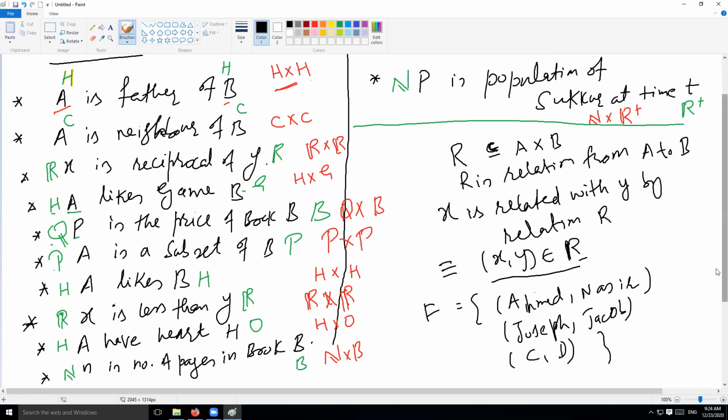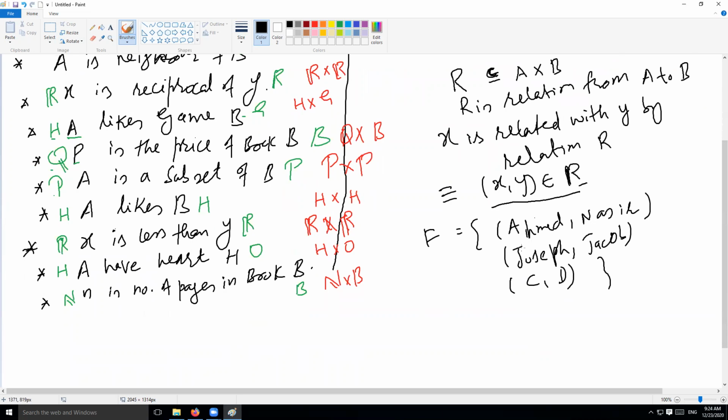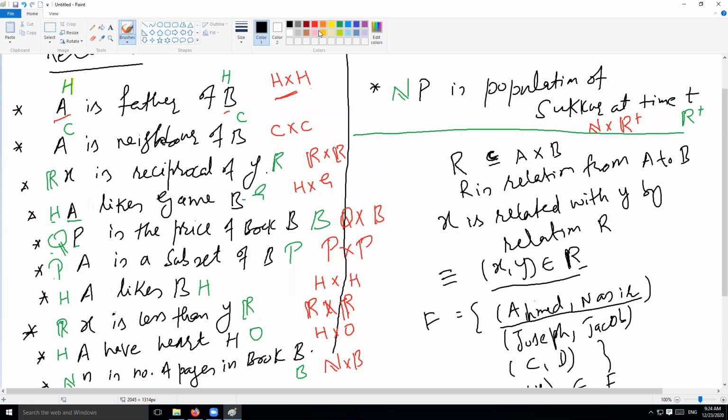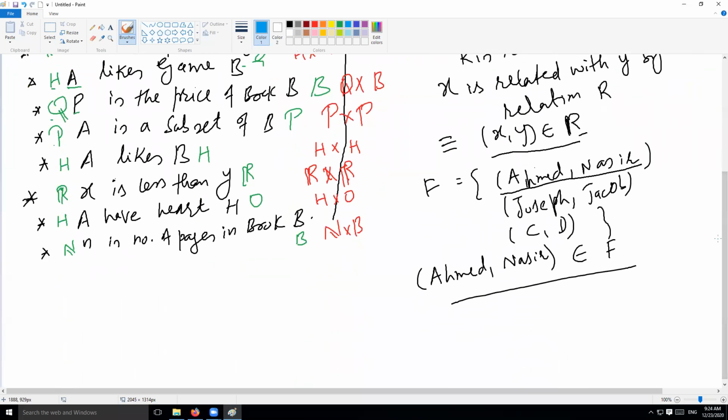So now this is a relationship. When I am saying that Ahmed and Nasir belong to F, what do I mean? What is the meaning of it? The meaning of it is that Ahmed is the father of Nasir actually. So one way is to write this sentence, and the other way is to write this mathematically: the ordered pair Ahmed and Nasir belongs to the relationship F.